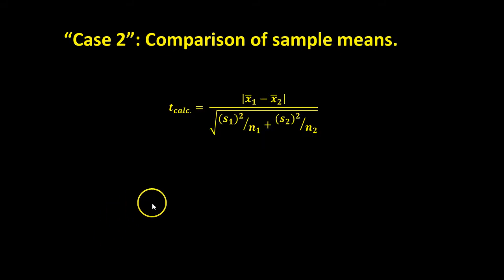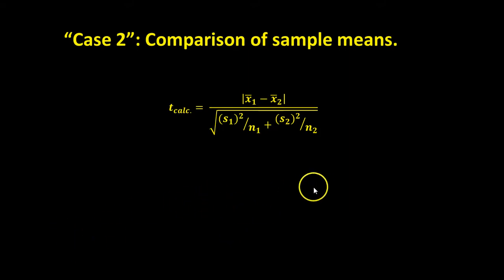Alright, this is the second one. This is one that we saw a lot more frequently. This is called comparison of samples to means. In this case you're looking at two sample sets, each with their own mean. You've got mean 1 and mean 2. And then you have your standard deviation of 1 divided by the number of 1, that's squared, and the standard deviation of the second sample set divided by the number of samples in sample set 2, squared as well. And this is, I would say, the one that you see most commonly in literature.